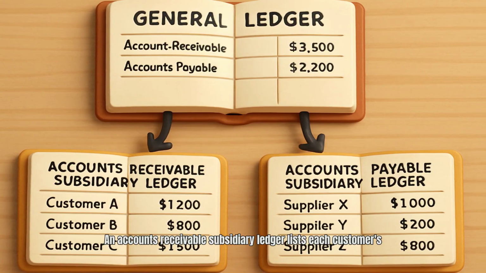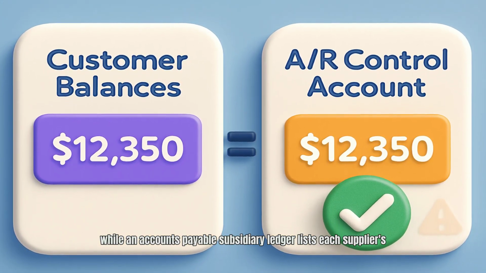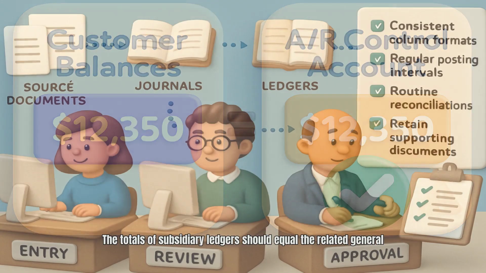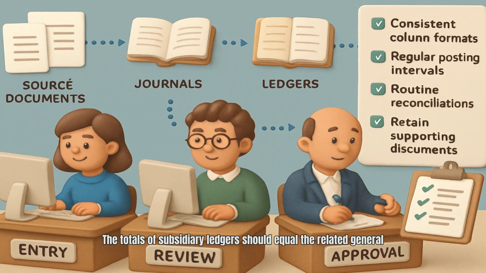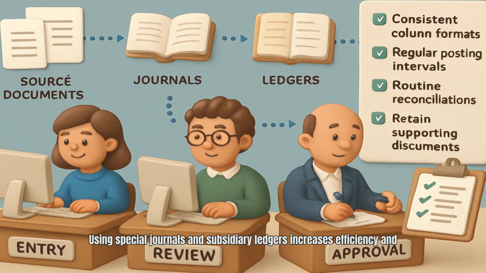An accounts receivable subsidiary ledger lists each customer's balance, while an accounts payable subsidiary ledger lists each supplier's balance. The totals of subsidiary ledgers should equal the related general ledger control account, a reconciliation that helps detect errors.